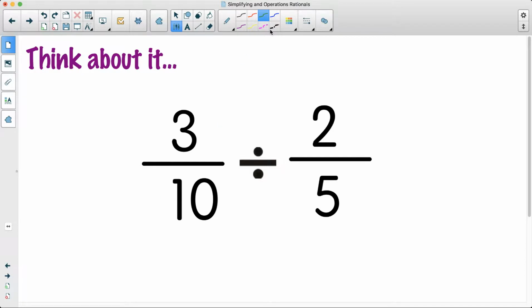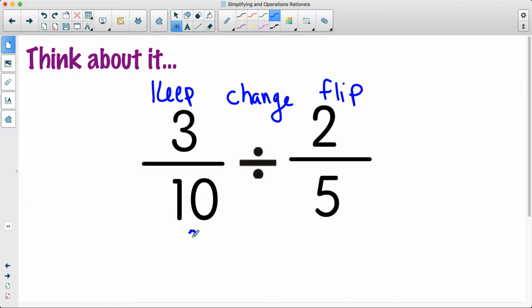If you remember from middle school or whenever you learned how to divide fractions, there was a little thing that you may have heard that said keep, change, and flip. And what that means is I'm going to keep the first fraction as it is. So 3 over 10 is going to stay 3 over 10. Change means that I'm going to change the division sign into multiplication. And flip means I'm going to take the reciprocal of the second fraction. So I'm going to flip it upside down. So that's now going to become 5 over 2.